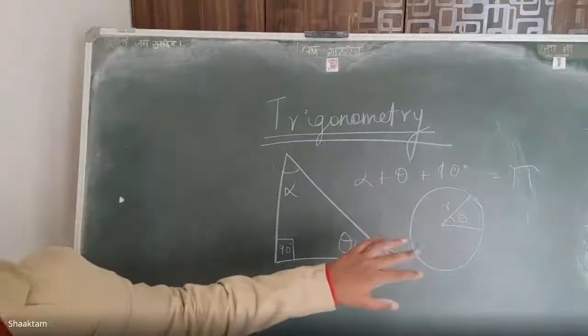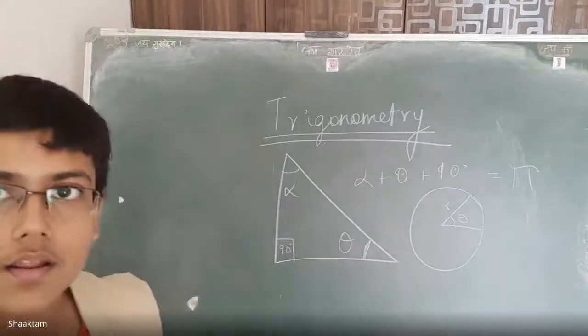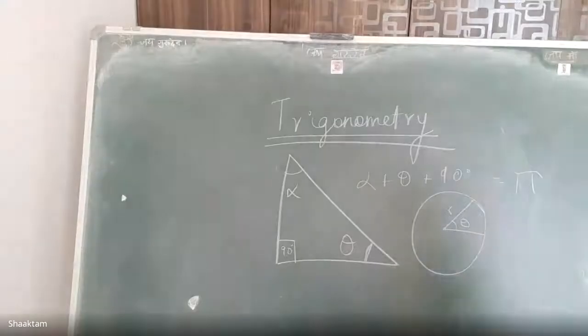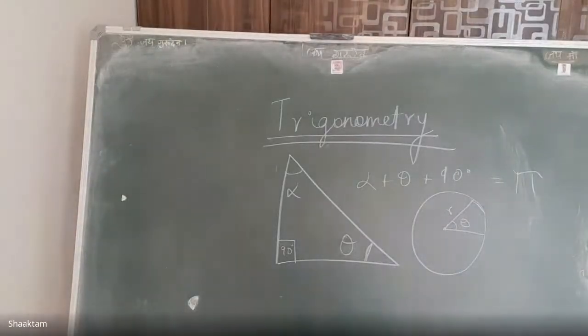Is that circle visible? Yes, clearly. Okay, I think there's a bit of light. Let me move that. Okay.